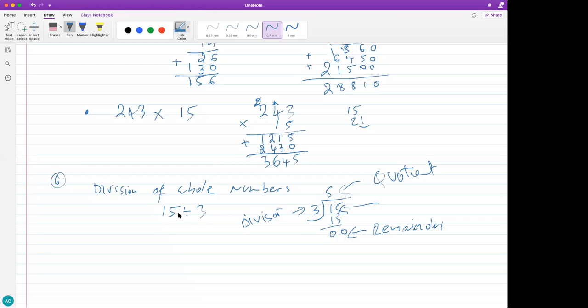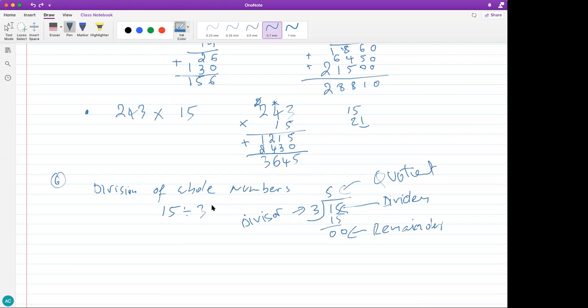The first number here is called, if you know it quickly, it starts with a D. Because I know it in Spanish, sorry. Say it in Spanish. Sustrayendo, something like that. So this is the divisor. This is the dividend. All right, that's the setup.